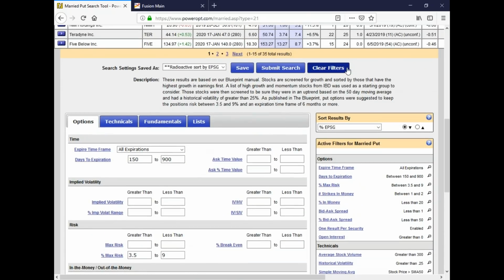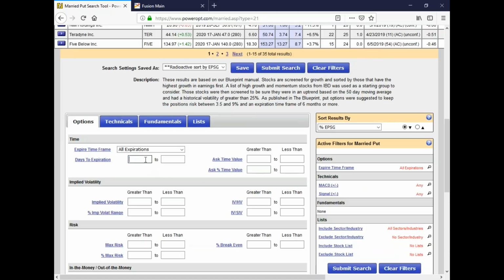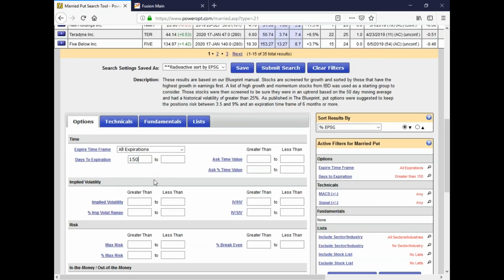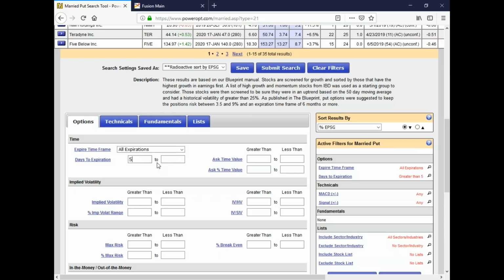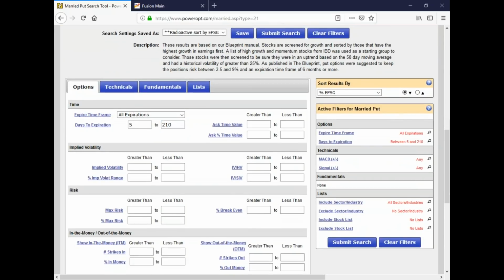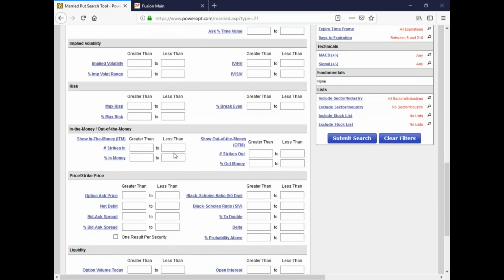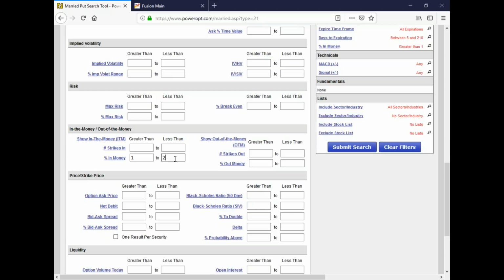Let me clear the settings, all the filters out. I'm going to put my expirations from 150 to 270 or so. No, I'm sorry. I wanted to show an example. My apologies. We're going to go 5 days to 210 days. Okay? And I'm going to go no more than 2 strikes in the money. Let's just go 1 to 2 strikes in the money for JP Morgan. And I want to keep the risk to be less than 8%.